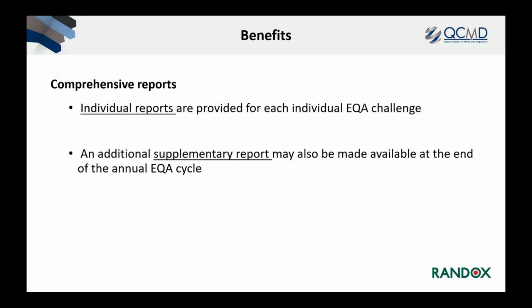QCMD provide comprehensive reports, and there are two different reports that are provided. There are individual reports, which are provided for each individual EQA challenge. So every time users receive samples and return results, within 2 to 4 weeks they will receive an individual report. In addition to that, there is a supplementary report, which may be made available at the end of each year or each annual EQA cycle, but it can also be made available at a slightly lower frequency than that, depending on what is determined by QCMD.